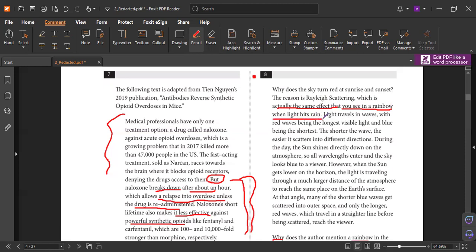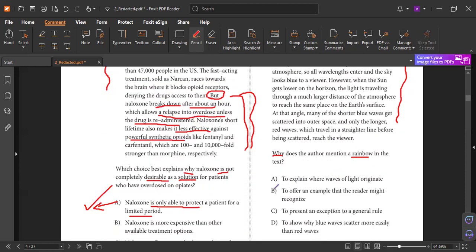So the main focus here is why the sky turns red at sunrise and sunset. So he gives you this example, just like imagining when you see a rainbow, it is the same. So he wants to explain how this happens. So that means it could be letter B, to offer an example that the reader might recognize. That means the reader recognizes something, knows something.